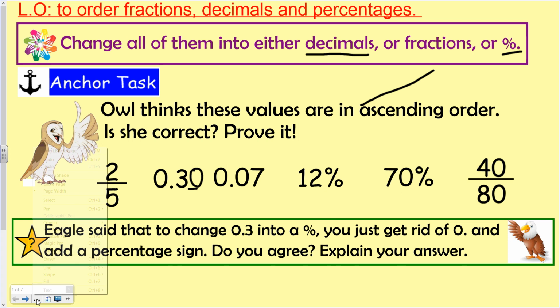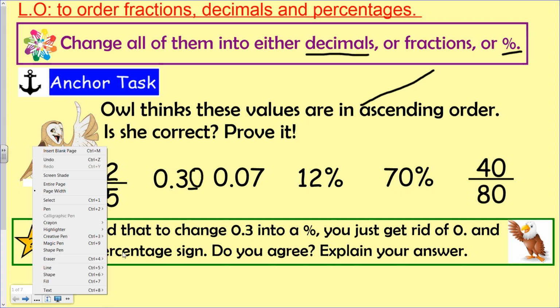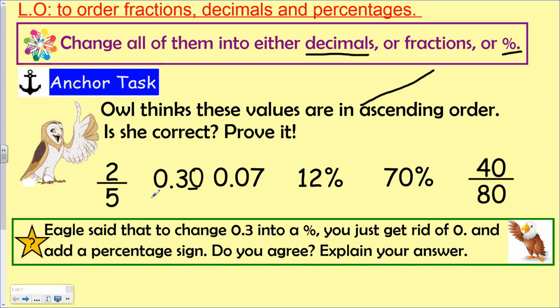So what are we going to change them into today? Let's go for decimals. I'm going to change them all into decimals. We can change them into percentages afterwards. So I know that this one is 0.3 or 0.30 if we really want to make them two decimal places. 12% as a decimal is going to be 0.12. 70% as a decimal is going to be 0.7 or 0.70 if we're going to make them all two decimal places, just to make it a bit easier.